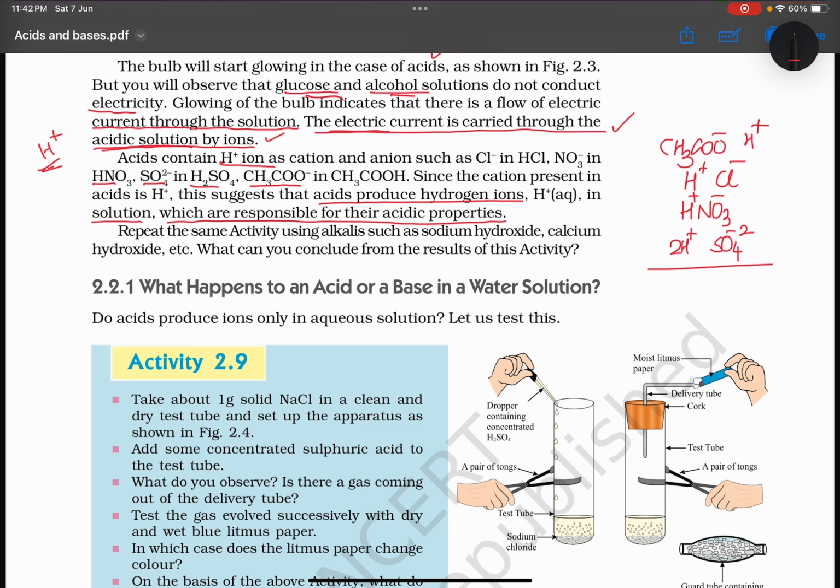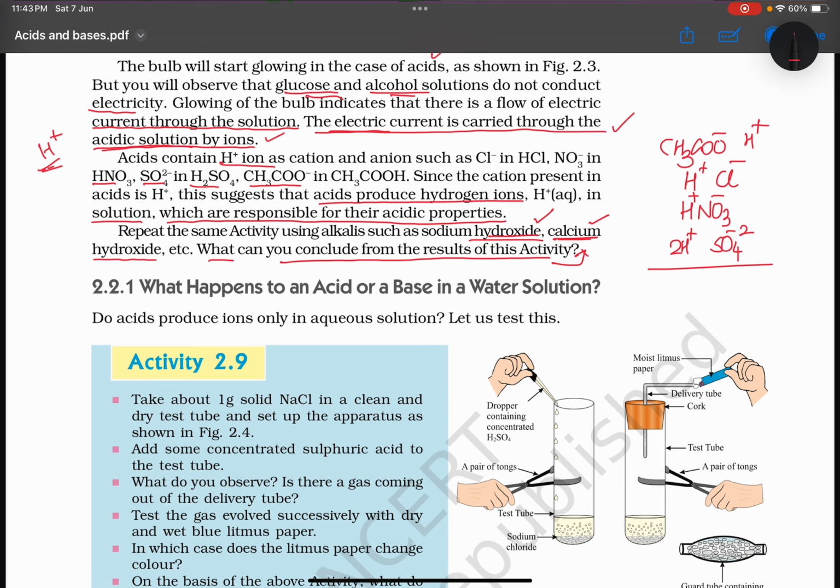Repeat the same activity using alkalis such as sodium hydroxide and calcium hydroxide. What can you conclude from the results of this activity? You can say the same bulb will glow in the case of sodium hydroxide and calcium hydroxide. Generally OH containing compounds are bases, right? We don't find compounds like glucose and such things here. So we are talking about OH minus ions. Generally OH minus means that it is a base.